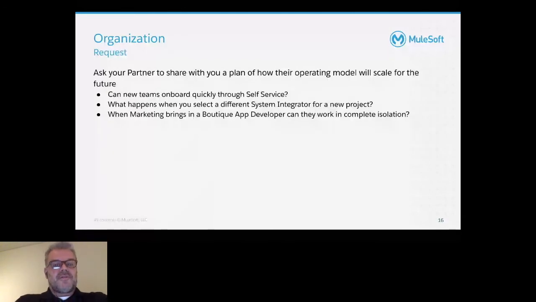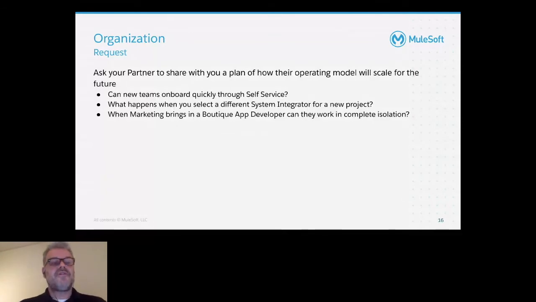So what should you ask your partner? You should ask them to share with you a plan of how their operating model will scale for the future. How will the partner realize that increase in speed of delivery, increase in speed of innovation? And what kind of questions should you ask? Well, first one is, can new teams onboard quickly through self-service, or do they need to basically set up a meeting with the partner to be onboarded? What happens when you select a different system integrator for a new project? And finally, when marketing brings in a boutique app developer, can they work in complete isolation? Or do they require assistance from the partner?